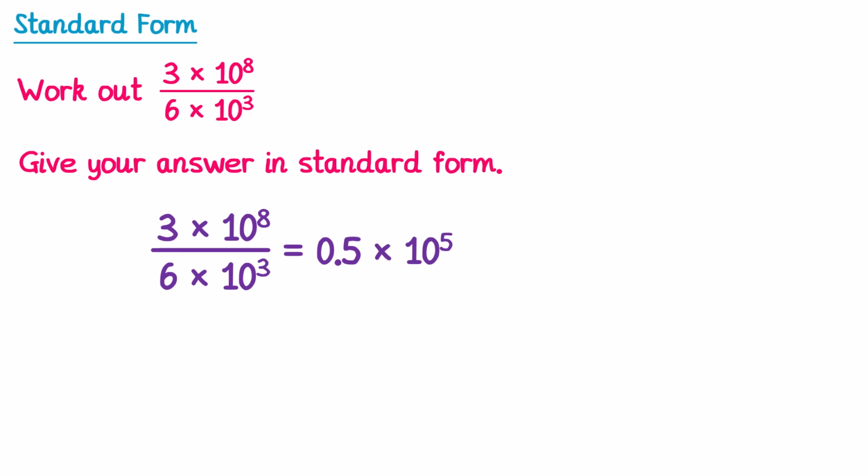Now unfortunately, this number is not in standard form. We need that first number to be between 1 and 10, and 0.5 is below 1. So what we're going to do this time is multiply it by 10. 0.5 multiplied by 10 is 5. So that's now between 1 and 10.